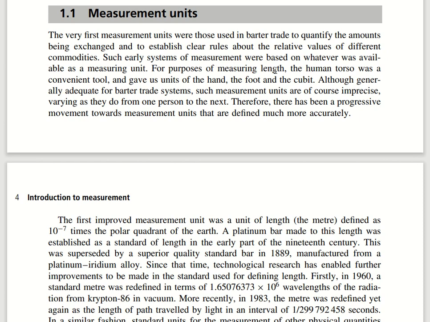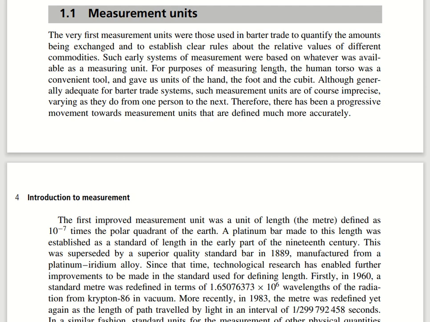Even though you can simply say that a human arm would fall into the category of this to this many centimeters or this to this many feet, you cannot directly say how much it is going to hold. It will have a range, but will it have a short value, or a determined value? No, it will not. So it's fuzzy. Therefore, there has been a progressive movement towards measurement units that are defined much more accurately.